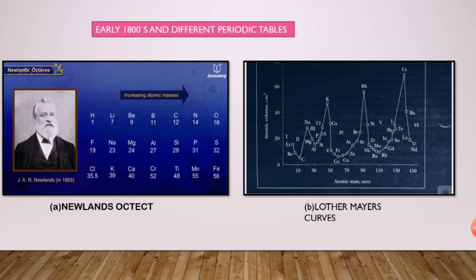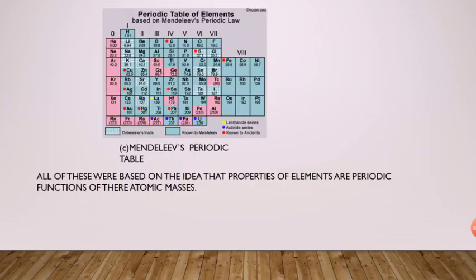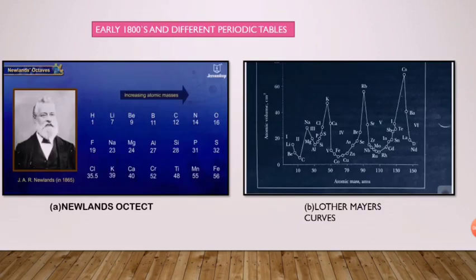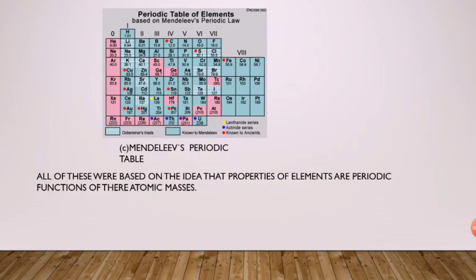like Newlands' octaves and Lothar Meyer's curves, and also Mendeleev's periodic table. When you look at Mendeleev's periodic table, Lothar Meyer's curves and Newlands' octaves, we may not be that familiar with these structures, as we are more familiar with our modern periodic table. But when we look at these old periodic tables, like Newlands' octaves and Lothar Meyer's curves, and also Mendeleev's periodic table.